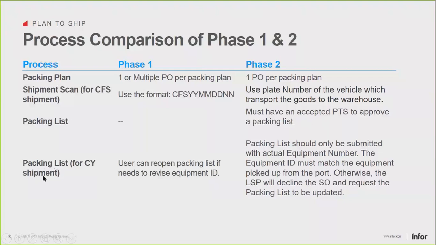Then the packing list for CY shipment. In phase 1, the supplier can reopen the packing list and get the equipment number updated. In phase 2, the packing list should only be submitted with the actual equipment number. This number must match the one picked up from the port. Otherwise, the LSP will decline the shipping order and request the packing list to be updated.